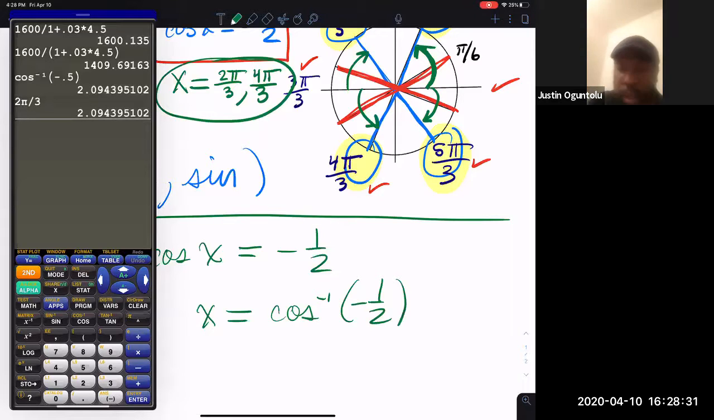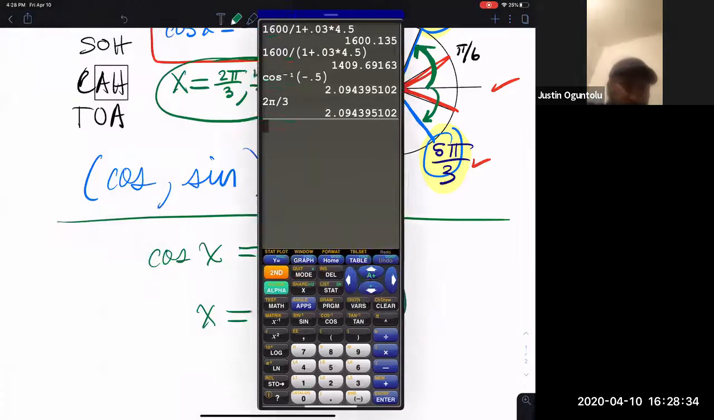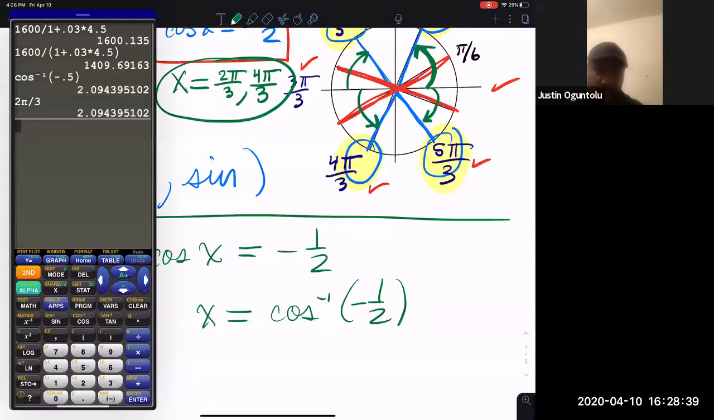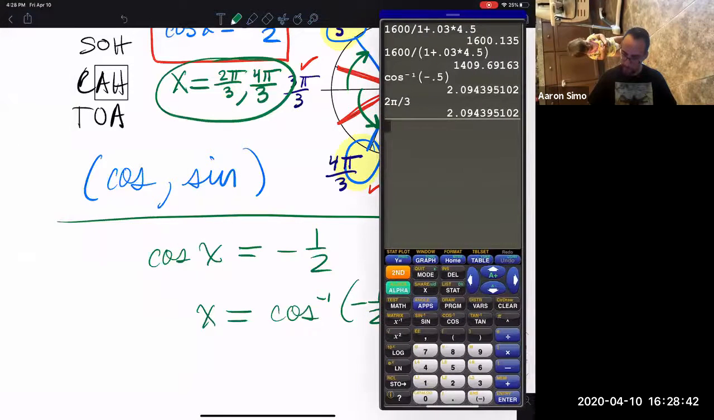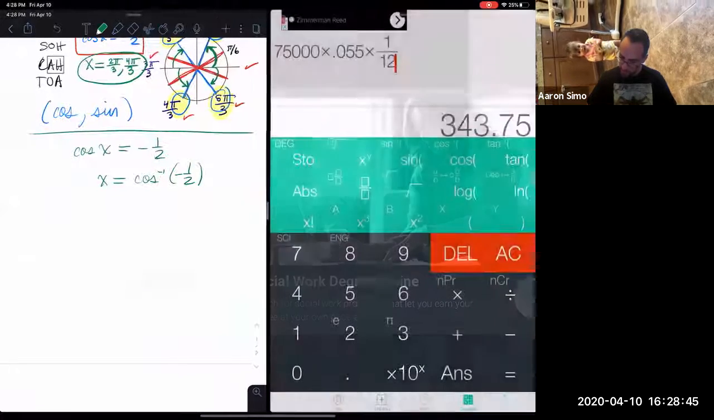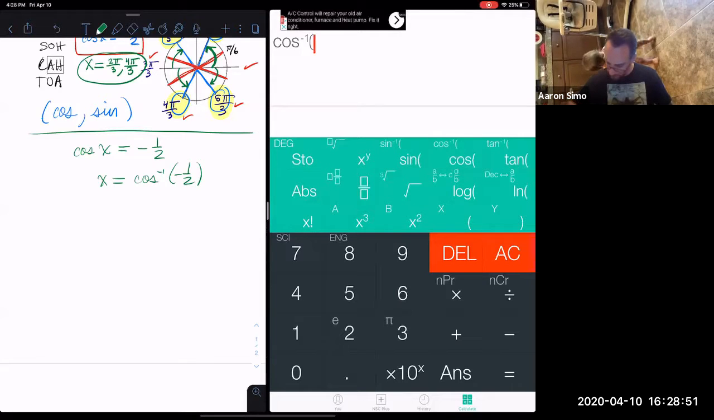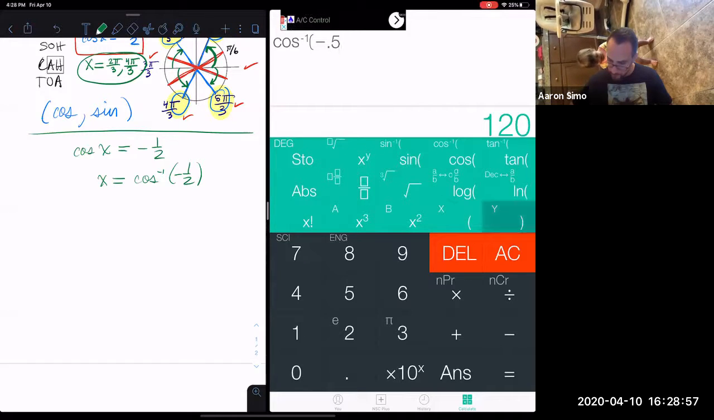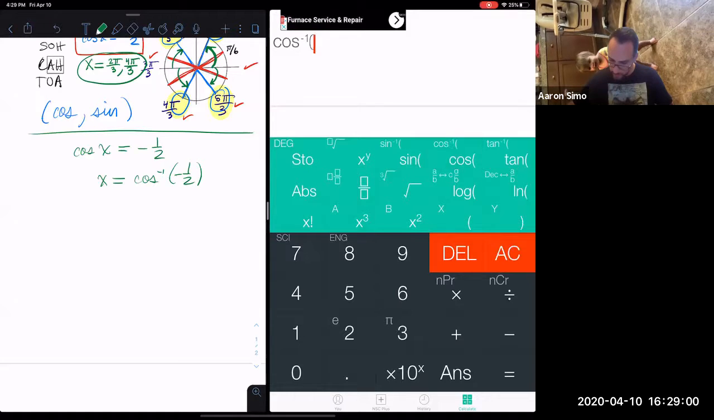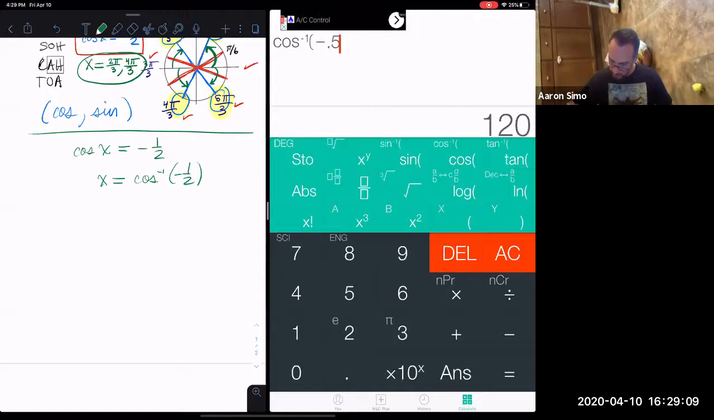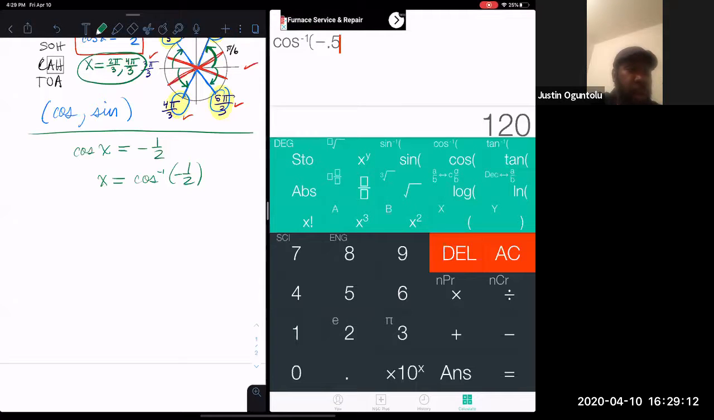So if it's cosine x, cosine inverse. I don't even know if mine does that. I have a scientific calculator. Let's see what this other calculator does. Cosine inverse of negative 0.5. Let's see if this gives me anything better. Oh, it does. It has it.